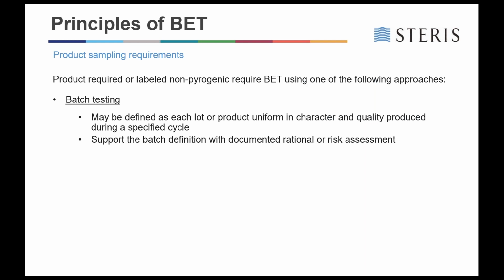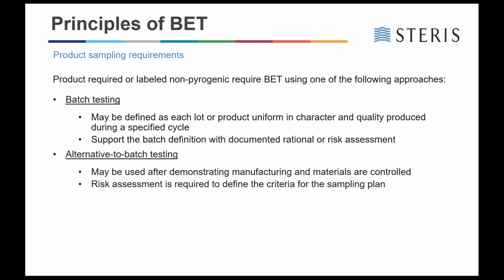When you're developing your batch testing scheme, you also want to document your rationale or do some sort of risk assessment so that you're understanding how that batch testing is working. The other scenario is an alternative to batch testing. For alternatives to batch testing, again, you would use a risk assessment to define criteria for a sampling plan. And also this can be used after demonstrating that the manufacturing and the materials that are used for the product are controlled.